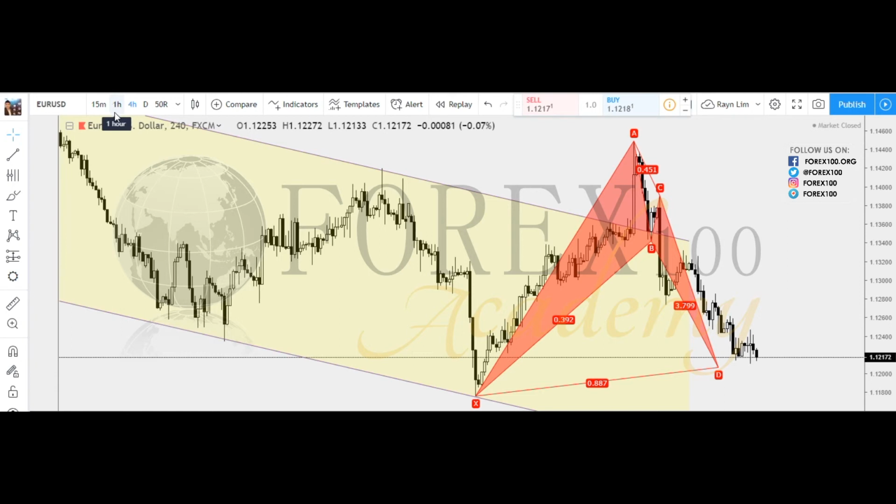And 1-hour chart, nothing much. So I'm waiting for a buying opportunity over here at 1.1207. The targets have been shared to my subscribers.